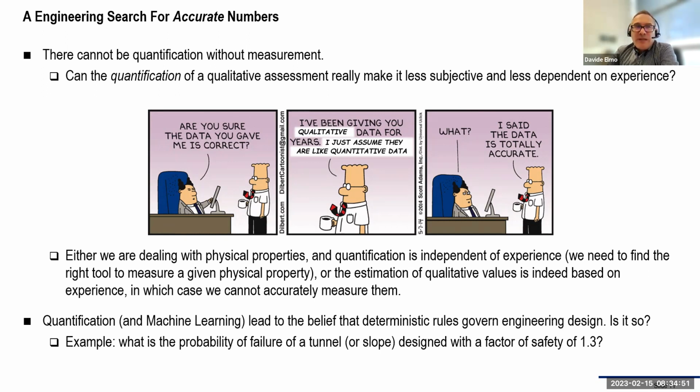And therefore, we need to be very careful that the quantification process and the machine learning algorithm that goes with it don't lead to a deterministic belief that everything within rock engineering design is deterministic. Technically, it's not. So there's always statistical variability that we need to consider. And we need to really understand the differences between how we use this when it comes to defining the factor of safety or the probability of failure of a structure.